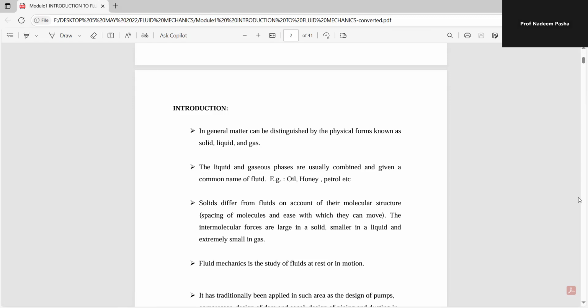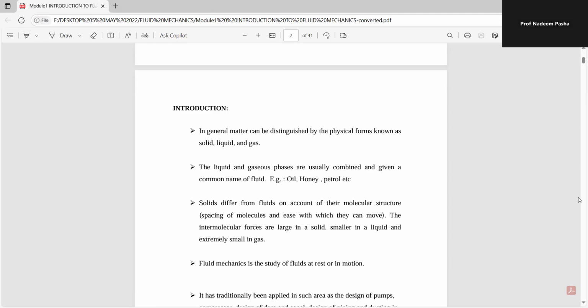The liquid and gaseous phases are generally combined and given a common name, fluid. Combination of solid-liquid and liquid-gas are termed as fluid. Examples for that are oil, honey, and petrol. Apart from this, many other examples are also there, but these are the common examples, that is oil, honey, and petrol. Solids differ from fluids on account of their molecular structure.